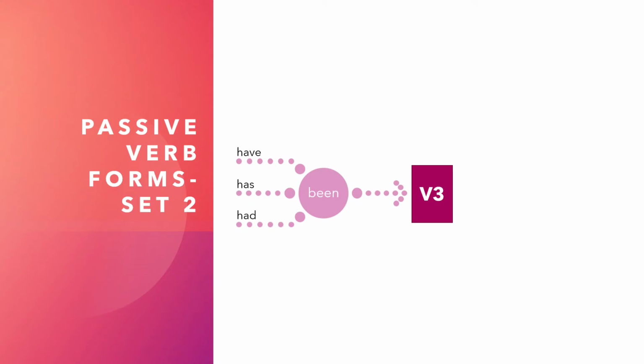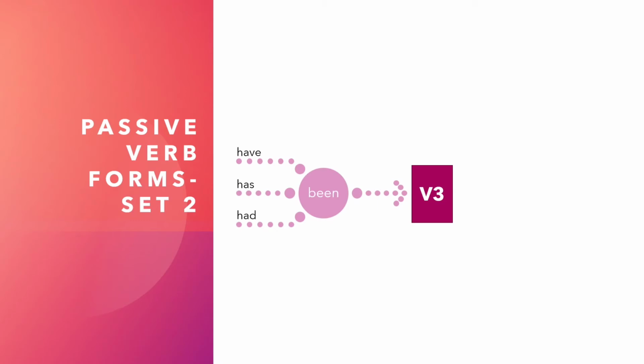2. Here we are using the forms of have or has or had, but that cannot be directly followed by V3. It should be followed by one of the forms of be, that is been, because have or has or had can be followed by V3 only. That is the rule we have already studied. So you have to use it like this, have been V3, has been V3, or had been V3.